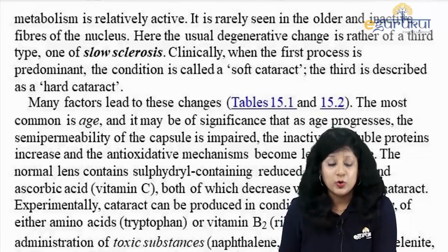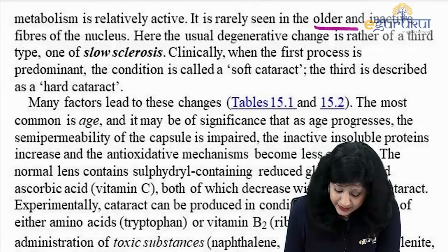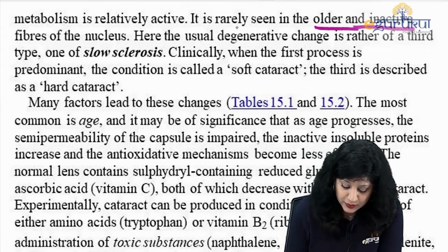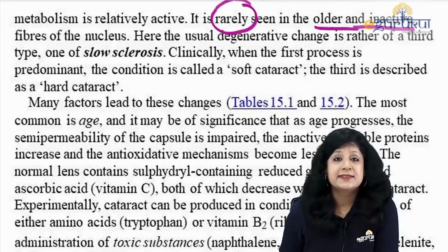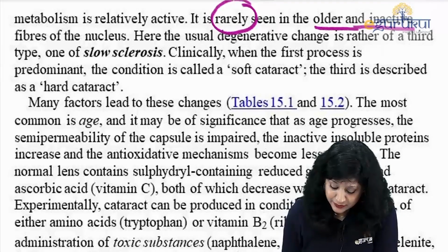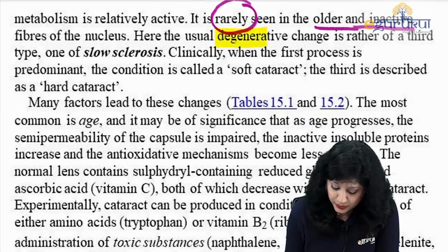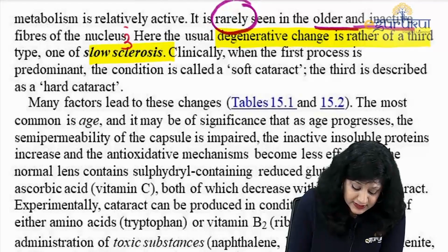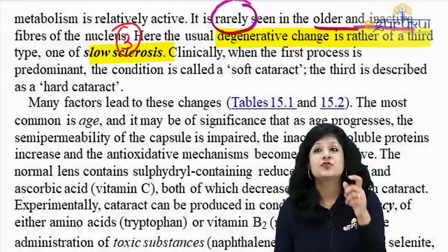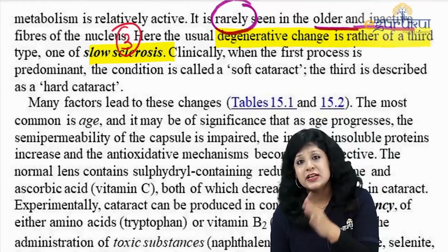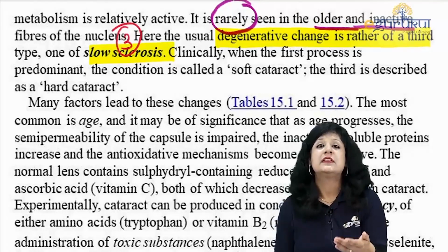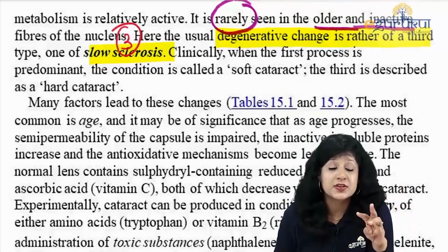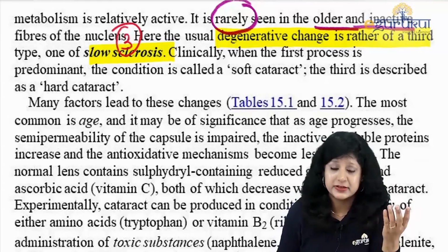Now if I talk about the older patients, so in the older and inactive fibers of the nucleus, it is rarely seen. Here the usual degenerative change is taking place. So the third important thing is degeneration, that is your slow sclerosis. This is actually taking place in the nucleus. So actually it is the hydration and the denaturation of the proteins which is taking place in the cases of the cortex, while the third procedure is the nucleus sclerosis, that is taking place in the nucleus only.